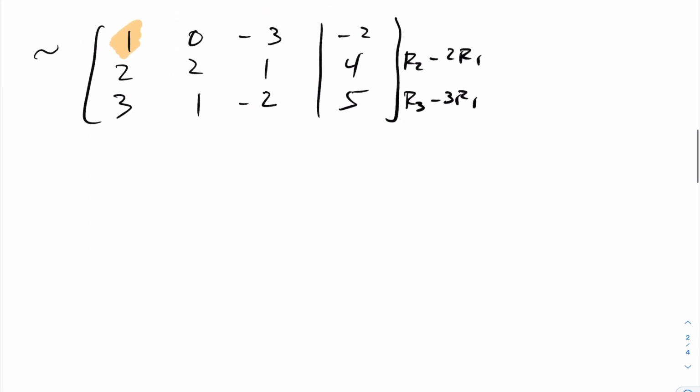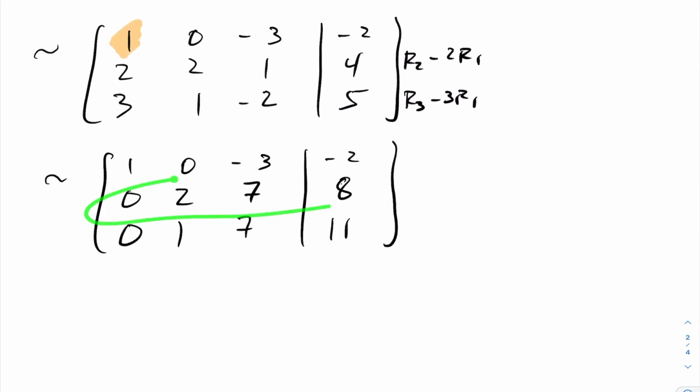Doing so, we get the following. Doing so, our second row becomes 0, 2, 7, and 8. Again, performing row 2 minus row 1. And then doing row 3 minus 3 times row 1, we end up getting 0, 1, 7, and 11.